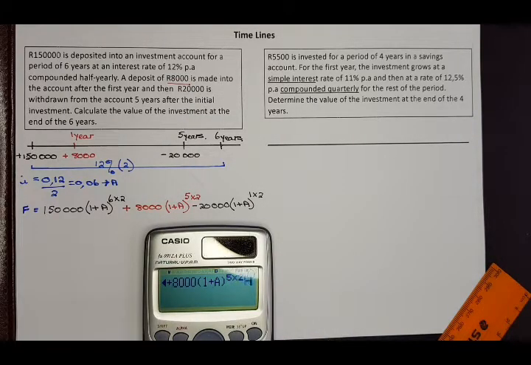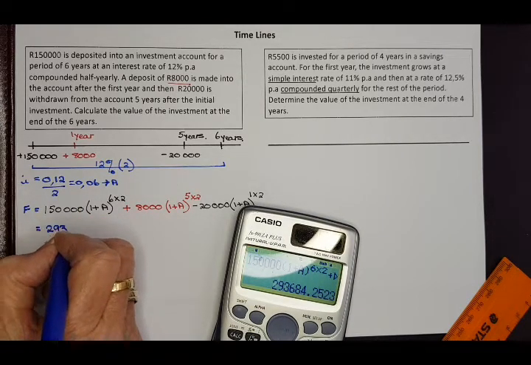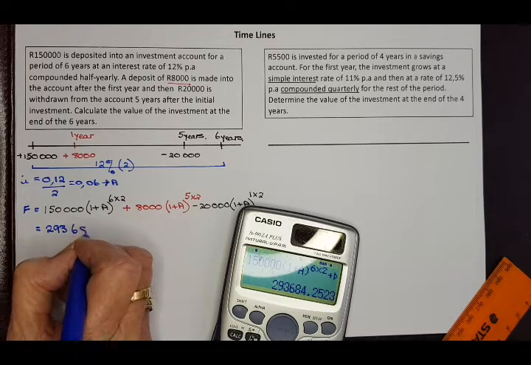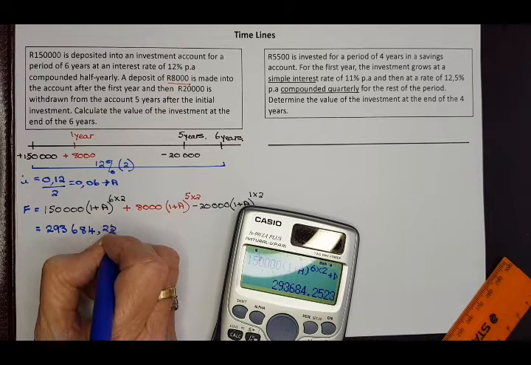We are going to minus 20,000, open your bracket, 1 plus alpha A, close your bracket. It was for the period of 1 year, so it's to the power of 1 multiplied by 2. And so your final solution here for your future value of this particular investment is 293,684 Rand and 25 cents.